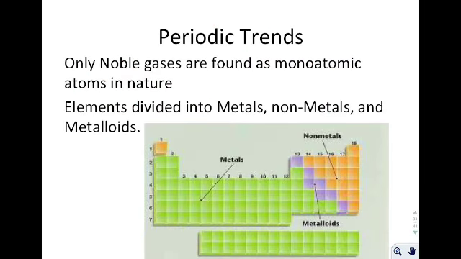Periodic trends. Only the noble gases are found as monatomic atoms in nature. Elements are divided into nonmetals, metals, and metalloids. Now, generally speaking, we refer to metalloids as these stair-step ones, starting with aluminum and working our way diagonally across the periodic table. Those tend to be things like our semiconductors. Nonmetals are to the right of the stair-step, metals are to the left. The only one that's weird is hydrogen. When you look at the periodic table, depending on what you're looking at, sometimes helium should be here because it's an s orbital. Sometimes hydrogen should be here because it's a nonmetal. They're the only two that are weird. Everything else, metals to the left, nonmetals to the right.